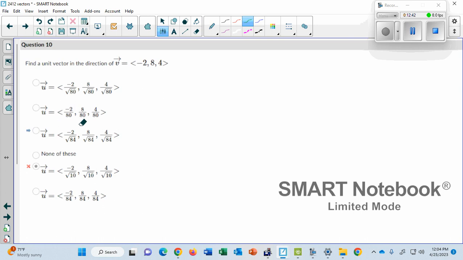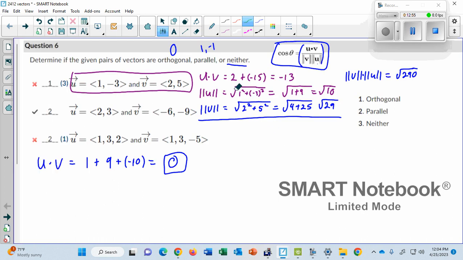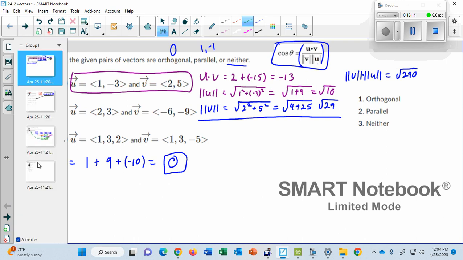So if you look at all the answers, it's all the components getting divided by the magnitude of the vector, and so you just have to figure out which one is the magnitude of the vector. And so we found magnitude earlier. Let me go back to that one. So magnitude is pretty simple. You want to take the square root of the squares of all the components inside added together. You square root the sum of all those, and that's what we're going to do here.